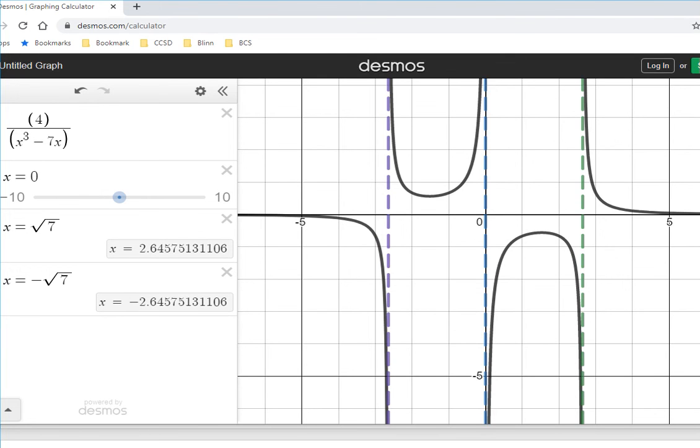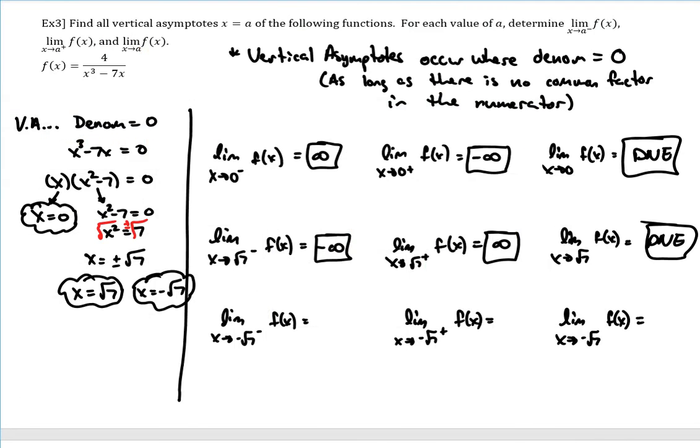Looks like from the left, it's going downward. From the right, it's going upward. So from the left is negative infinity. From the right is positive infinity. And then those two didn't match, so it's a does not exist again. Okay, so there's our cases with infinity.